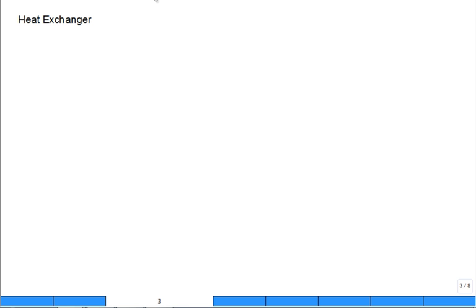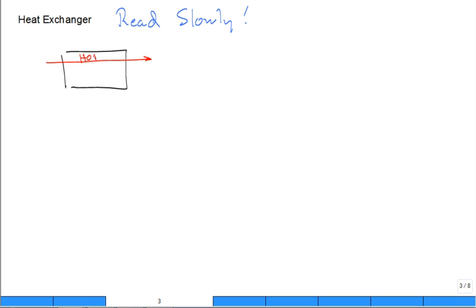Heat exchangers. Whenever you see a heat exchanger problem, read the problem slowly and carefully, because it could be a heat exchanger problem where I have a hot fluid stream, or a hot side, and I have a cold fluid, and I have basically heat transfer between two fluids that don't mix. A heat transfer that goes from the hot to the cold.